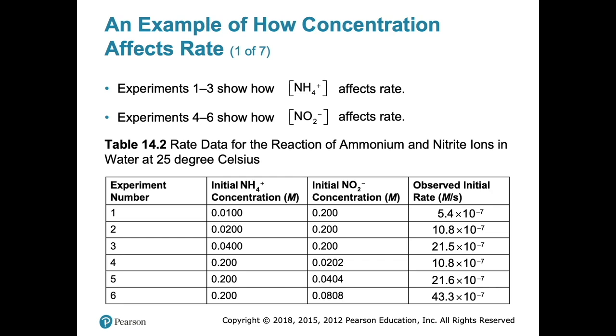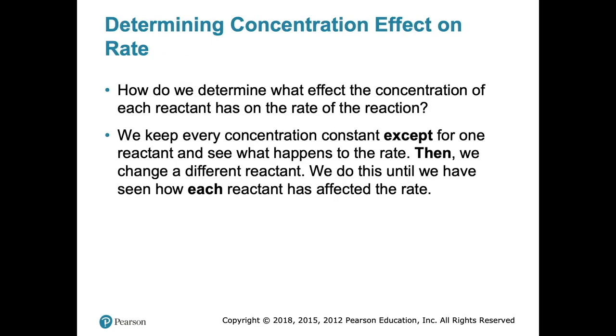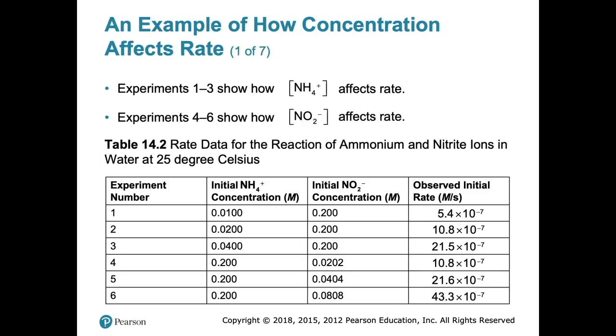As I was saying in this previous slide right here, what we do to figure out what the concentration has on the rate is that we change one of the reactants of the reaction to see how it affects the rate, and then we change the other of the reactants to see how it affects the rate. And the way we do that is by doing this, okay?